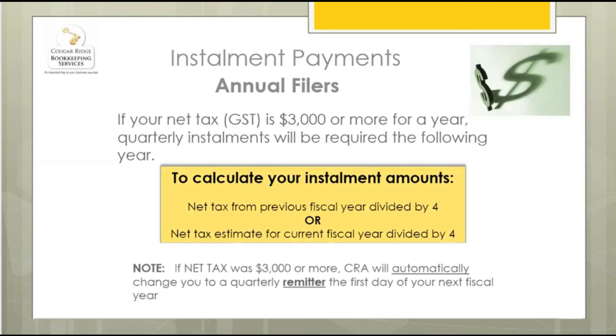If your GST net tax was $3,000 or more, CRA will automatically then switch you to a quarterly remitter, meaning that you will have to pay every quarter. So it's not something you have to sign up for or anything you need to do. They will automatically do that for you.